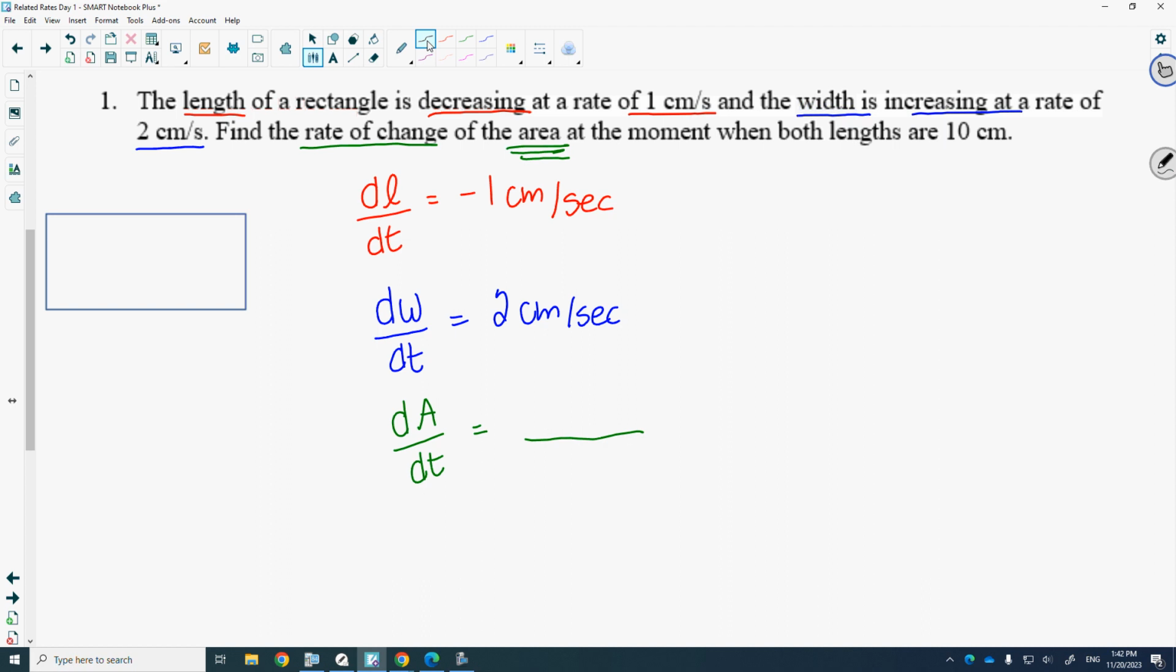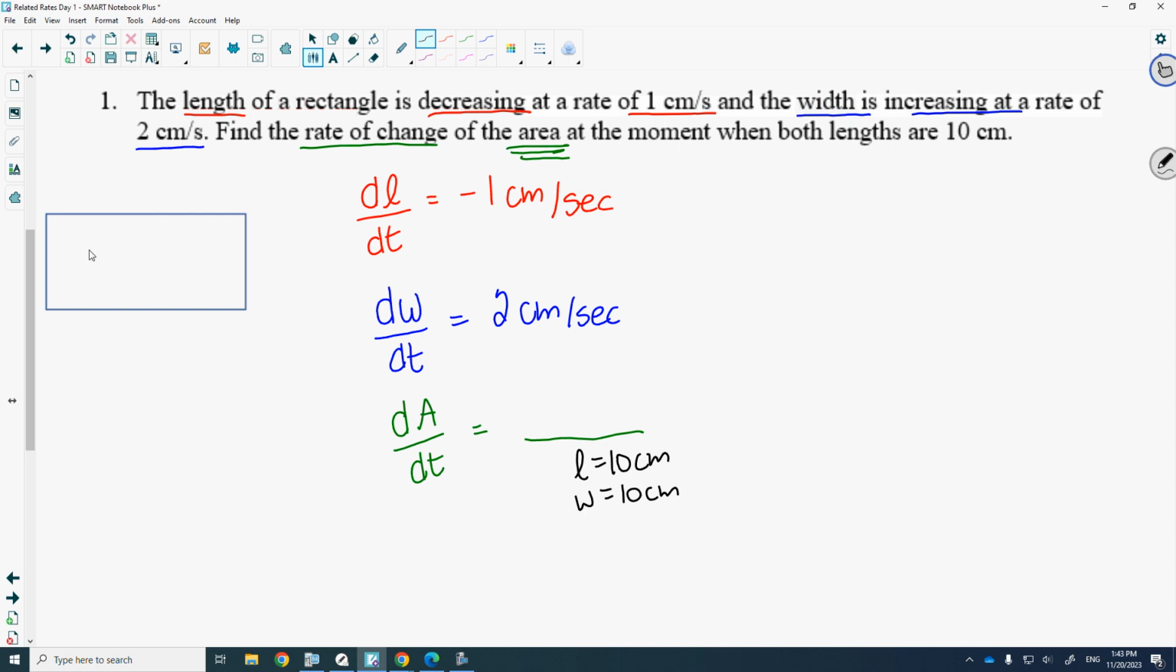And then it says find the rate at which the area is changing when both the lengths are 10 centimeters. So what that means is they want when the length is 10 centimeters and the width is 10 centimeters.